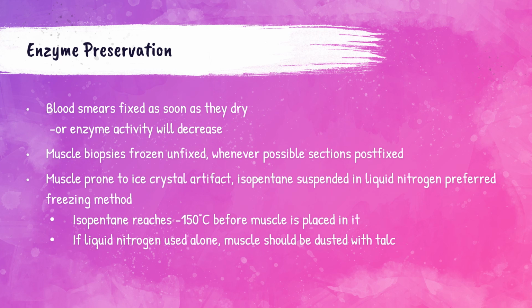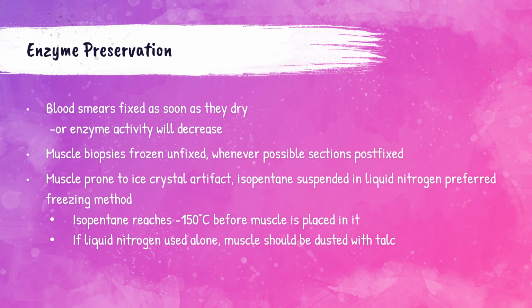Muscle biopsies are not fixed and are just frozen, so whenever possible, sections are then post-fixed, meaning they are fixed after they've been frozen. Muscle tissue is really prone to ice crystal artifact, so the cryostat freezer plate is used for freezing tissue, but for muscle specimens, a more rapid freezing technique is recommended. Isopentane suspended in liquid nitrogen is a preferred method of freezing for muscle tissue.